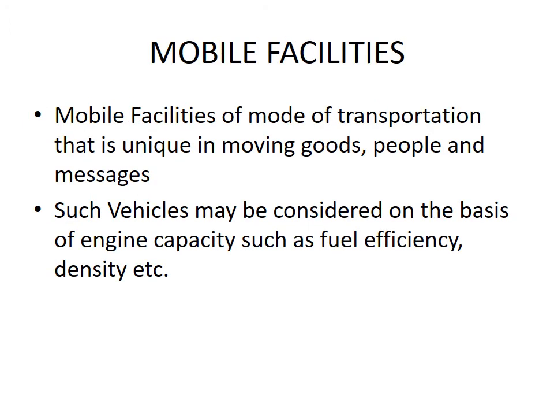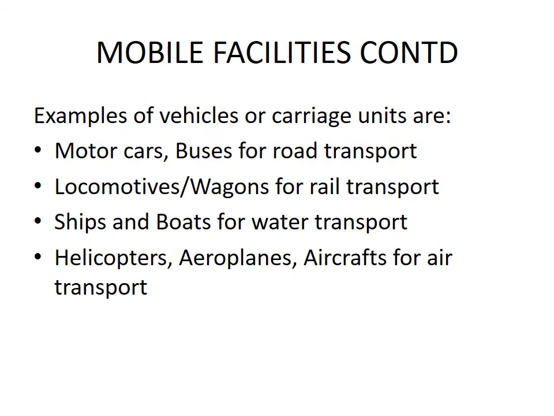Then we go on to our mobile facilities. Our mobile facilities are the modes of transportation that are unique in moving goods, people, and messages. We also have such vehicles that may be considered on the basis of engine capacity, such as fuel efficiency and density. Examples of mobile facilities are motor cars and buses for road transport, the locomotives, that is the wagons for rail transport, ships and boats for water transport, and helicopters, aeroplanes, and aircraft for air transport.